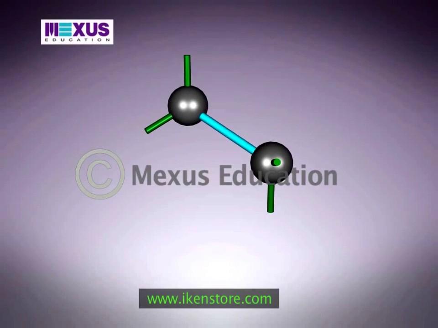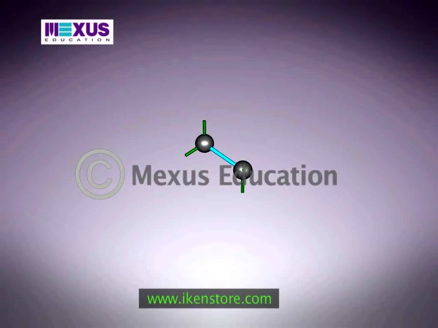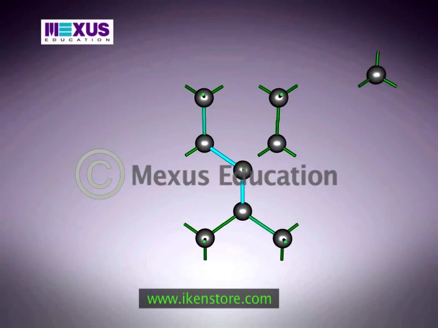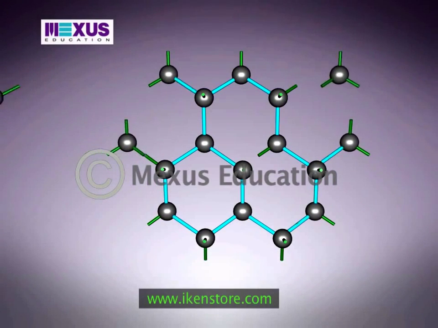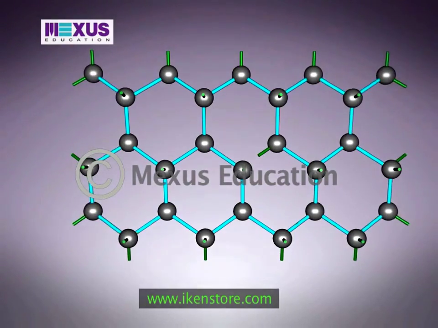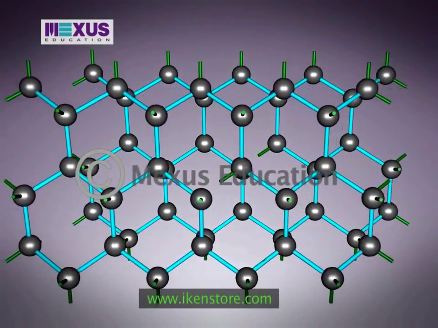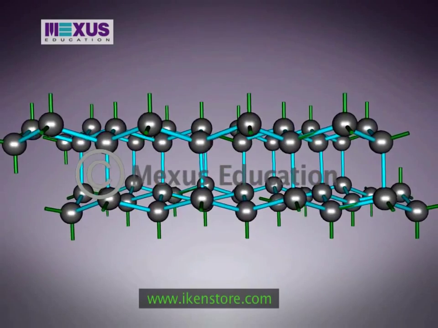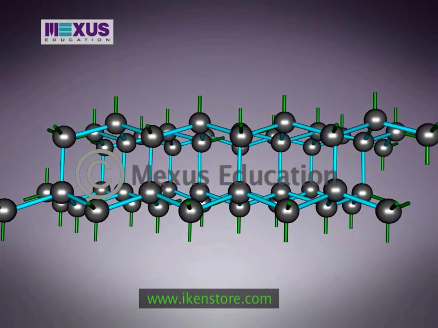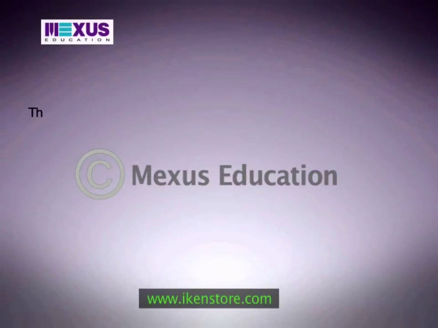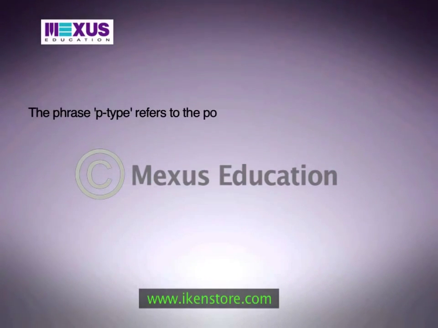P-type semiconductors. If a small amount of trivalent impurity is added to an intrinsic semiconductor, only 3 covalent bonds are formed, and there exists a vacancy in the 4th bond, creating a hole. This type of semiconductor, where positively charged holes are the current carriers, is known as a P-type semiconductor. The phrase P-type refers to the positive charge of the hole.